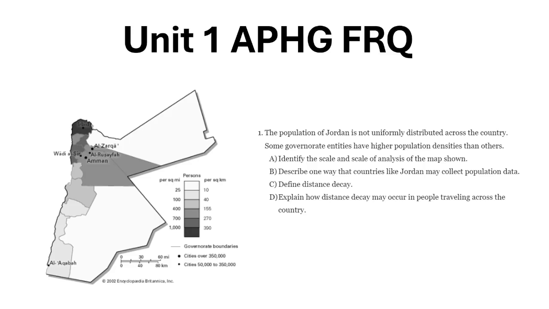Today I'm going to go through FRQ Friday number 1 for AP Human Geography on population within Jordan. So this is a shorter FRQ compared to what you'll see on the AP exam, but nonetheless, it is a good introduction to answering FRQ questions. So how does this work exactly? How will any of these work?